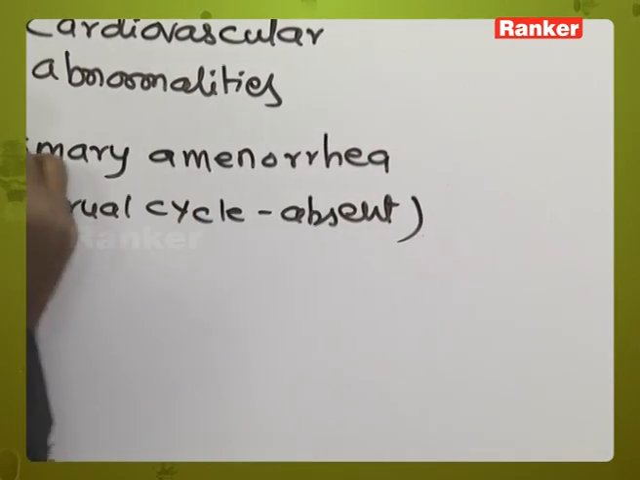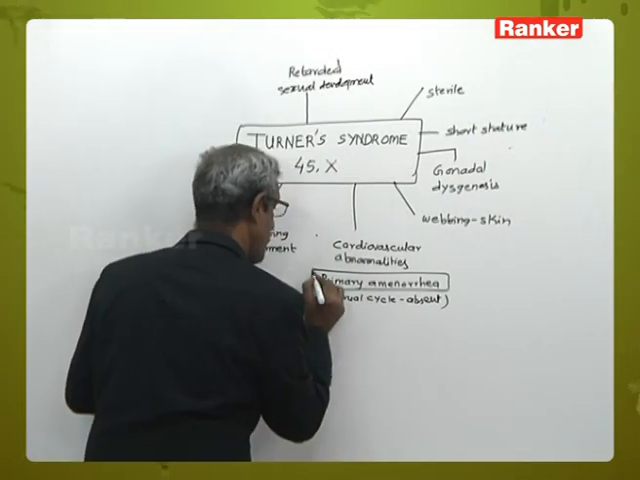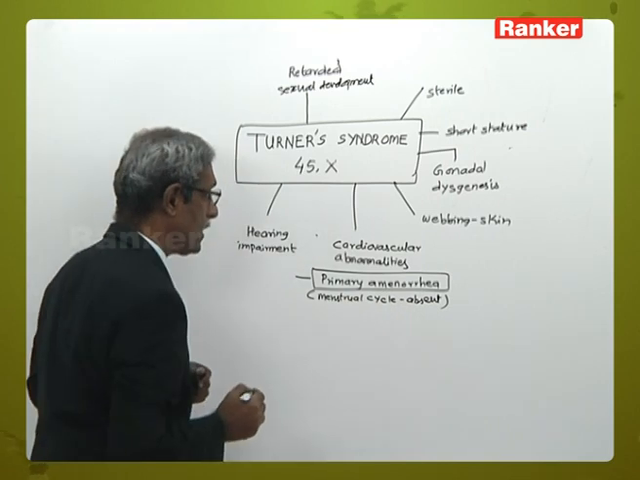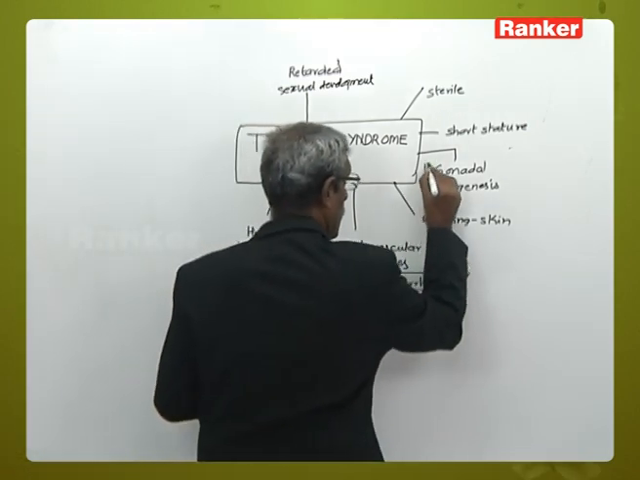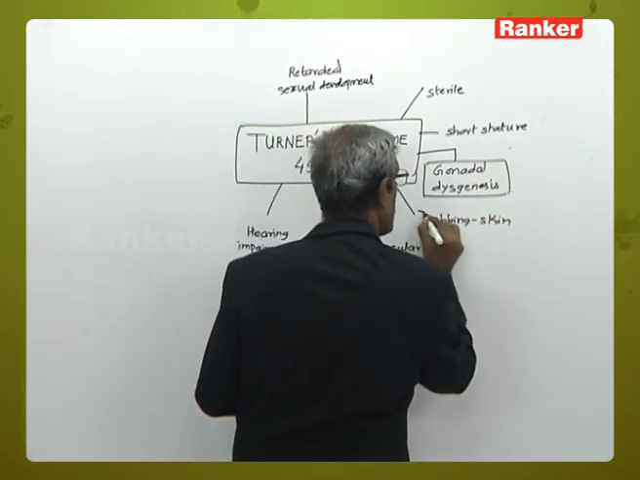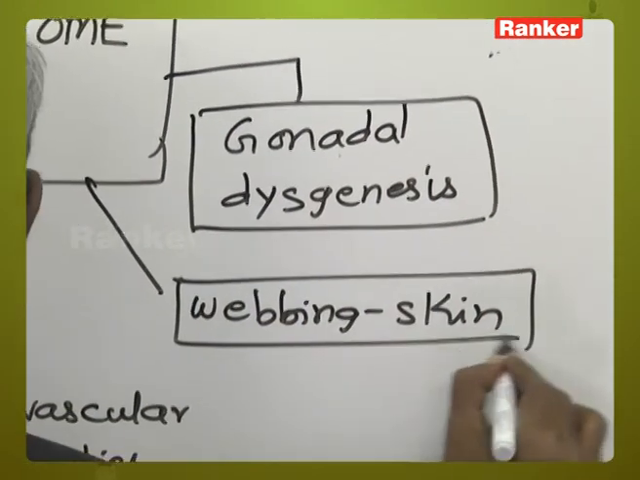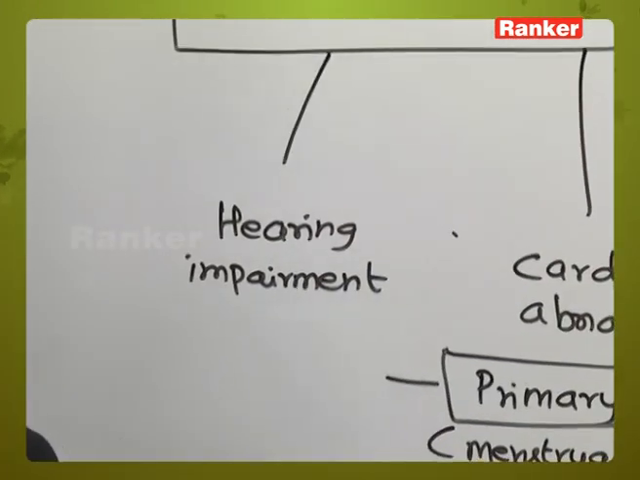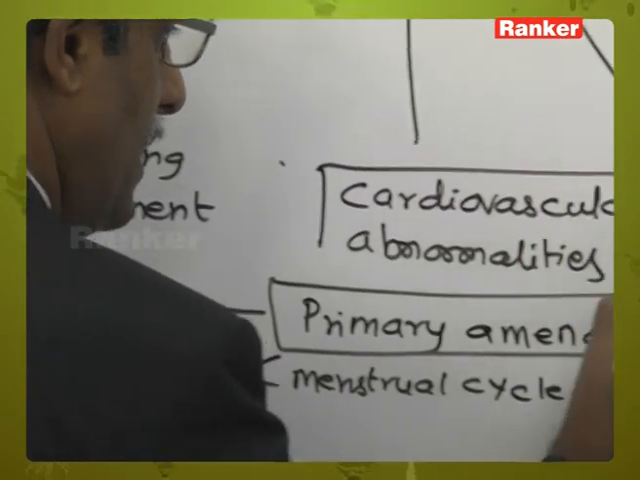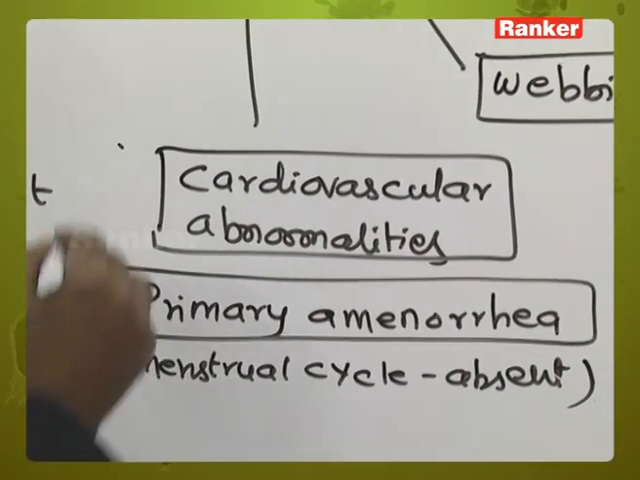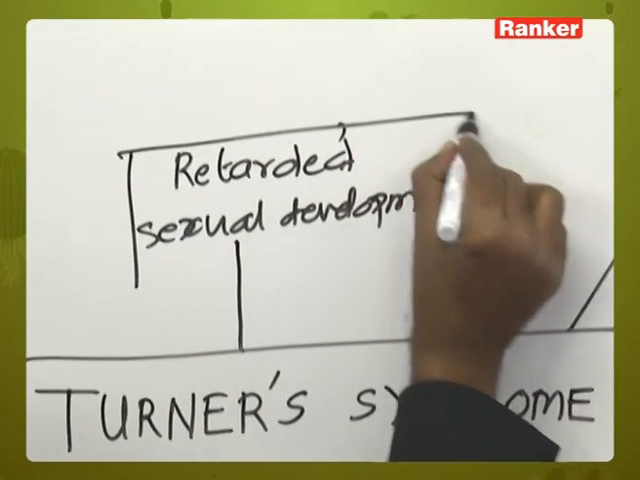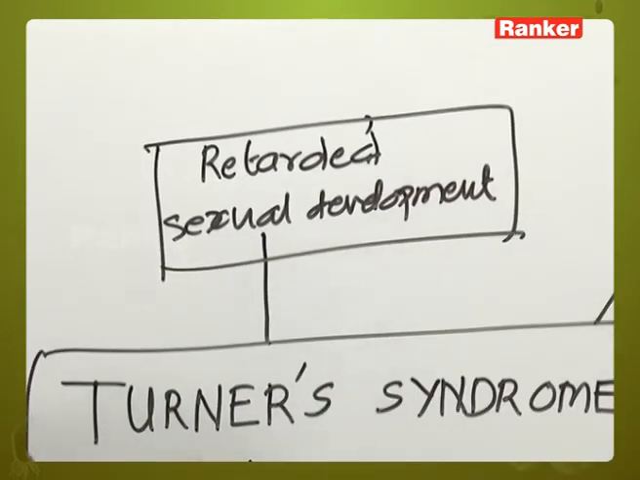So, absence of menstrual cycle, gonadal dysgenesis, webbing of the skin under the neck, as well as cardiovascular abnormalities and retarded sexual development seems to be the key feature of the Turner syndrome.